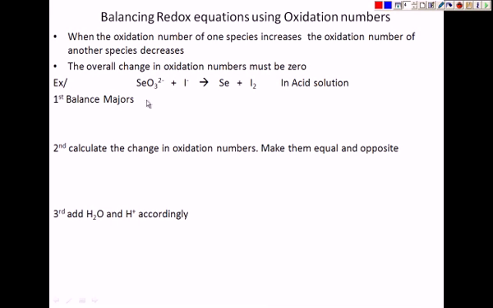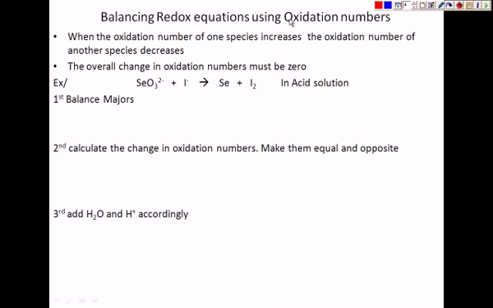So we would take a reaction like this one, and split it into two pieces. One piece would be SeO3 minus, making Se, and the other piece would be I minus, making I2. And then we would balance those two half reactions, multiply to get rid of the electrons, and then add them back together, and that would be our balanced redox reaction.